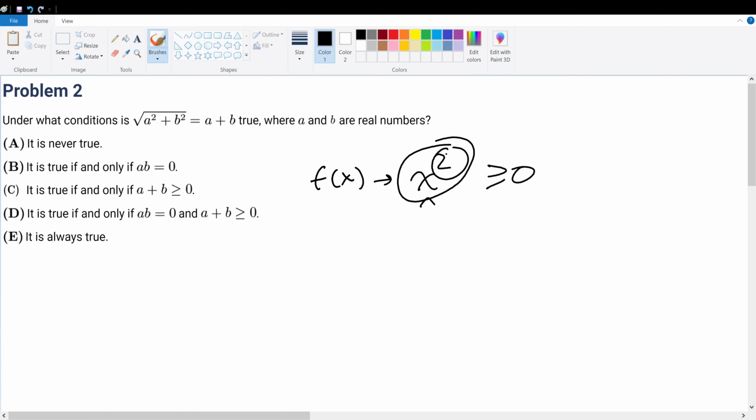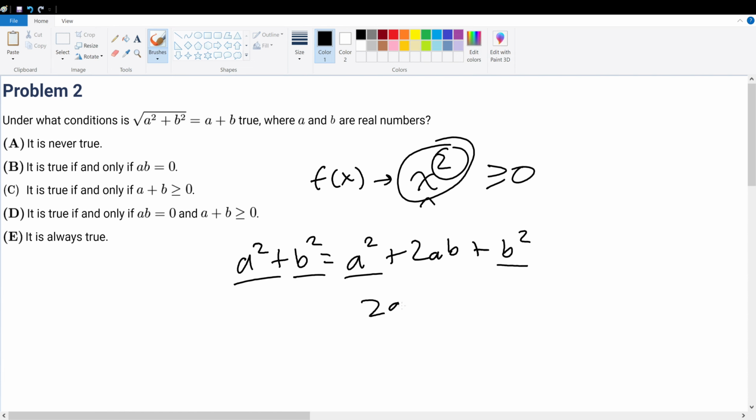And first of all, you always want to simplify things. When I see a square root, I get very uncomfortable because I hate square roots. So let's square both sides to get rid of them. I get a squared plus b squared is equal to a squared from the perfect squares rule plus 2ab plus b squared. Notice that a squared plus b squared is present on both sides, therefore they can be cancelled to get 2ab is equal to 0. ab is therefore equal to 0. So we have this criteria in order for the expression given to us, which is right here, to be true.